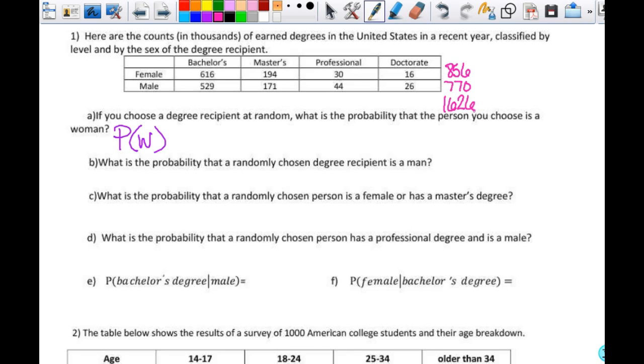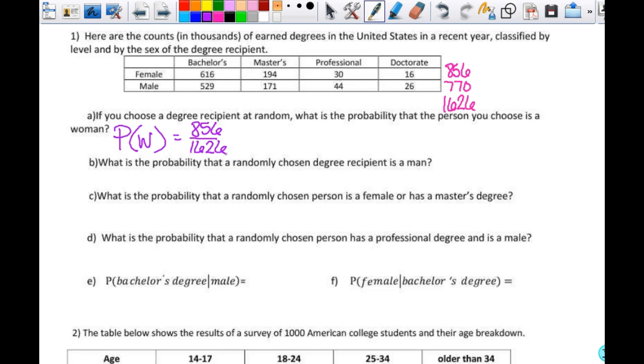So the probability that I choose a woman is what goes on the top of my fraction? The total women, 856, over what? 1,626, the total, right? So there's my setup.